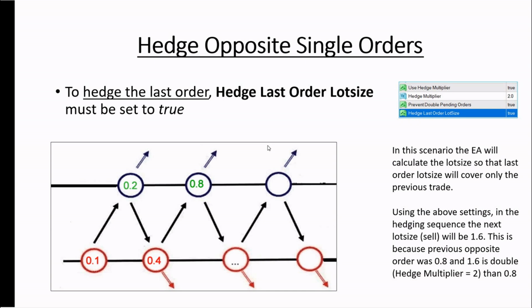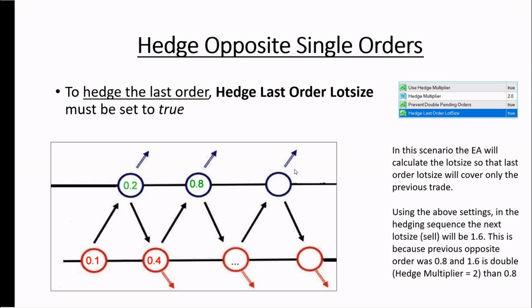Now, if you want to hedge only the last order, another basket of orders, then you will have to set the hedge last order lot size to true, and with the same settings, double the hedging multiplier. It means that if you open 0.1, the next will be 0.2, but the next hedging order will be 0.4, and then the next opposite order will be 0.8, and so on, 1.6, 3.2, and the lot size might also increase a little too fast.